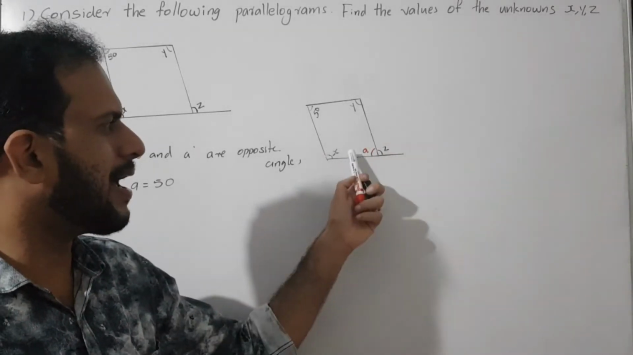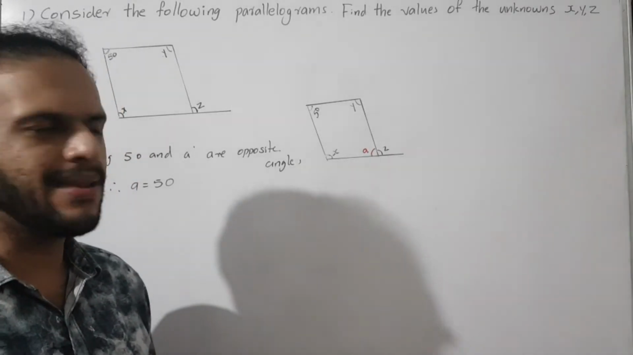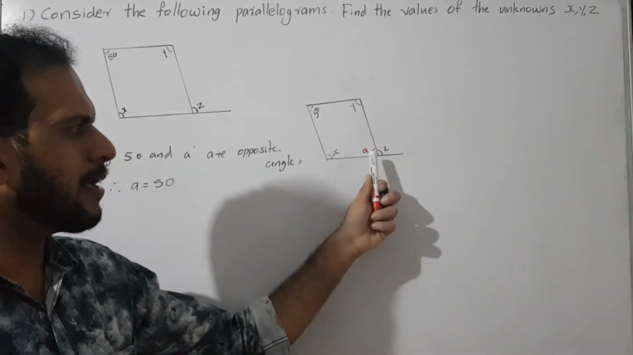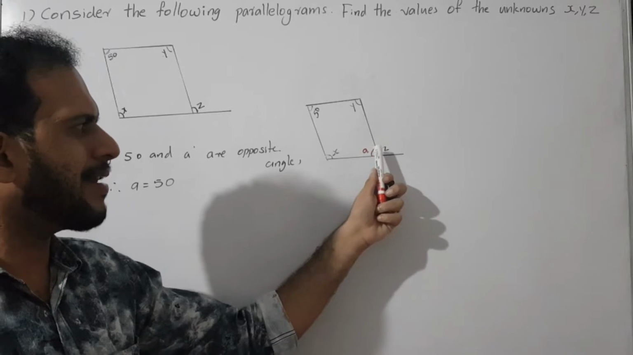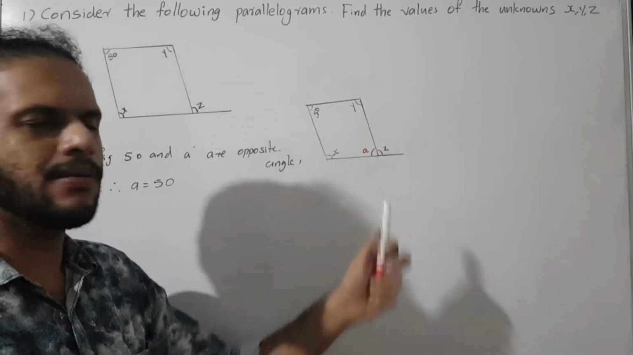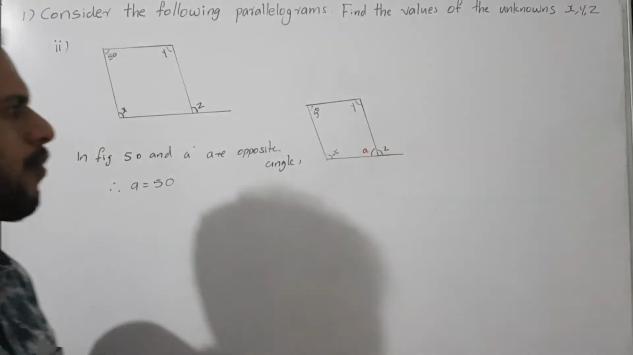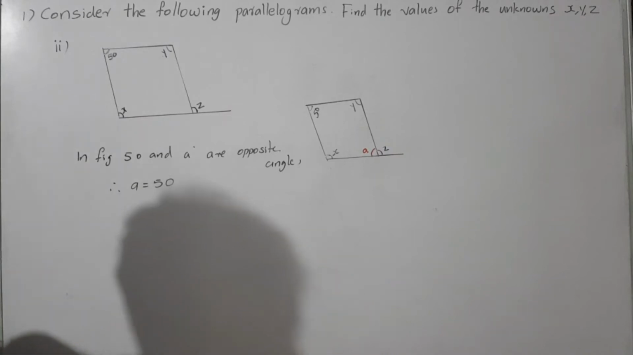What is the relation of A and Z? A and Z are supplementary, correct? An interior angle and exterior angle lying on a vertex are supplementary. Therefore A plus Z is equal to 180.